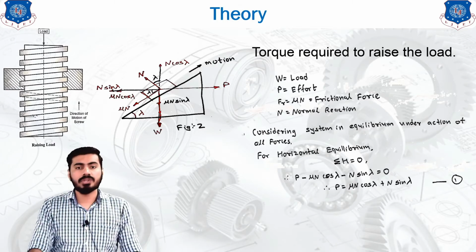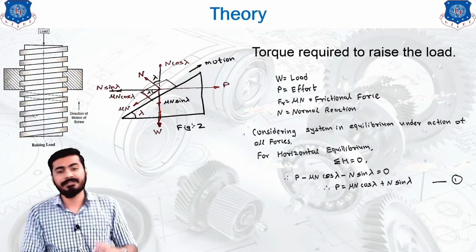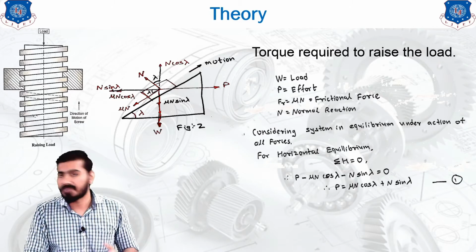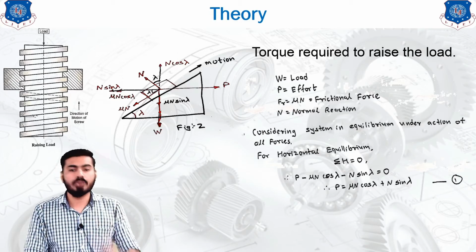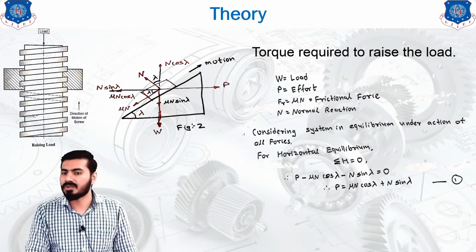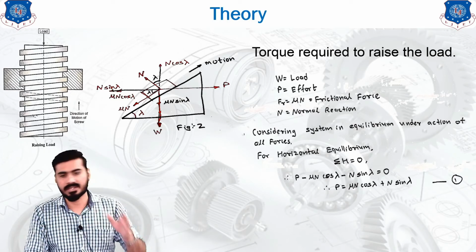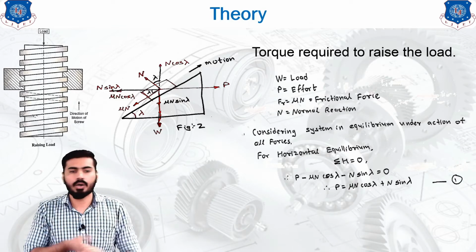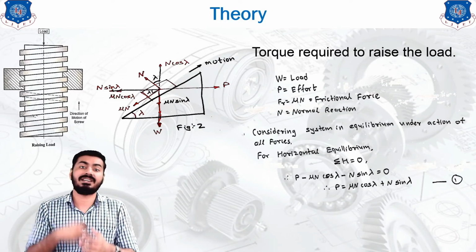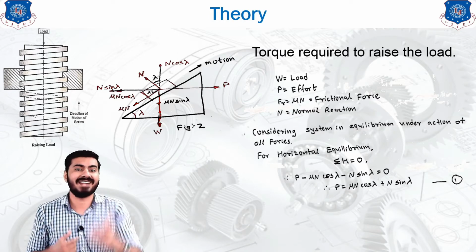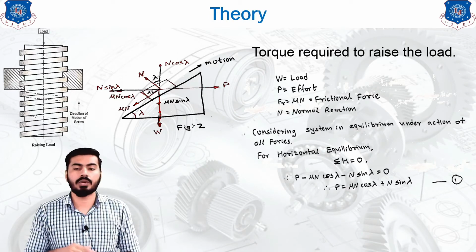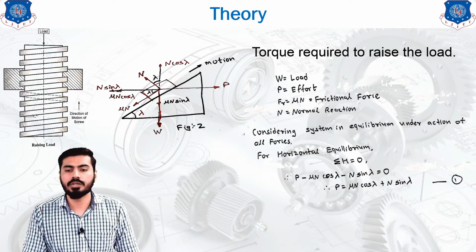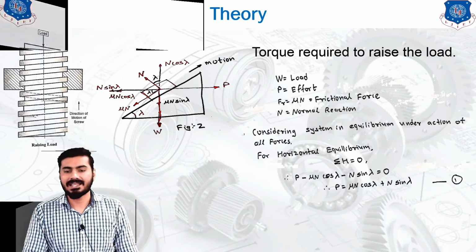That is, W equals load, P equals effort, Fr equals friction force, that is mu into N, the basic definition of the friction force. N is the normal reaction, considering the system in equilibrium under the action of all the forces. For horizontal equilibrium, sigma H equals 0. So if you consider each and every horizontal force and take the algebraic sum based on direction, you will get equation number 1, that is P equals mu N cos lambda plus N sin lambda.